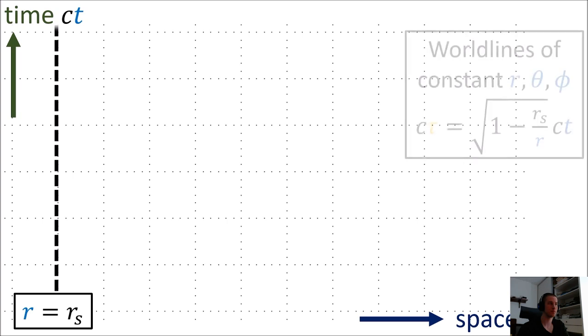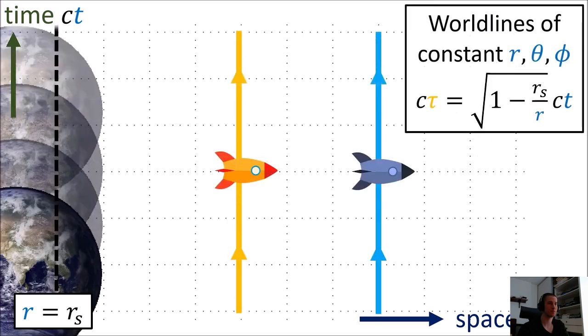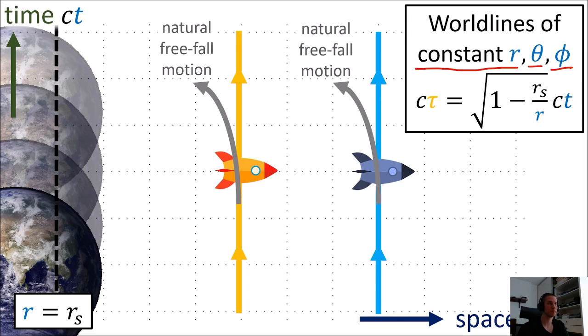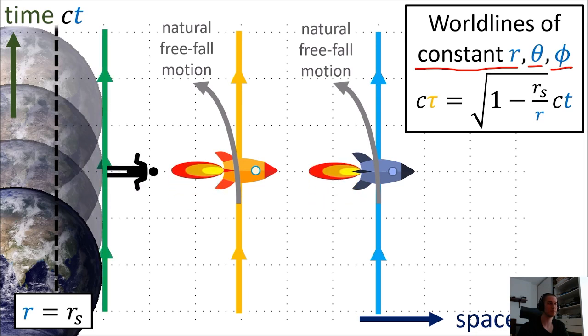Now, it should be noted that this simple relationship only holds for the special case of observers at constant r coordinates and constant theta and phi coordinates. Under the influence of only gravity, these observers would naturally fall towards the mass. So these observers must be using rockets to maintain their constant r position, or else they must be standing on the surface of the mass itself, held upward by the electromagnetic forces of the mass's particles.